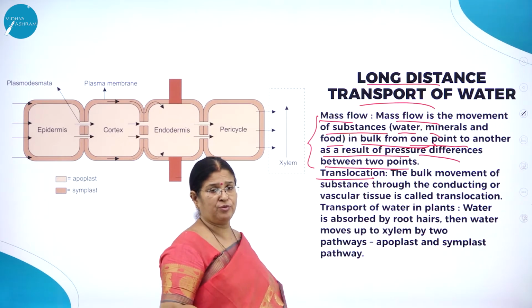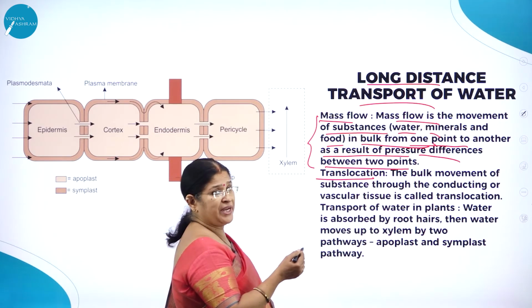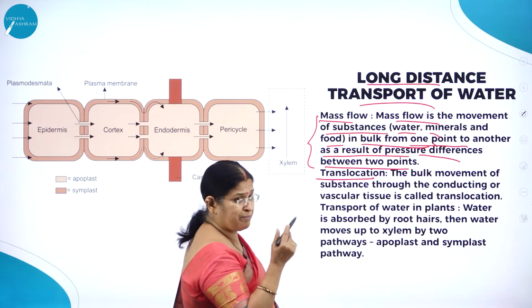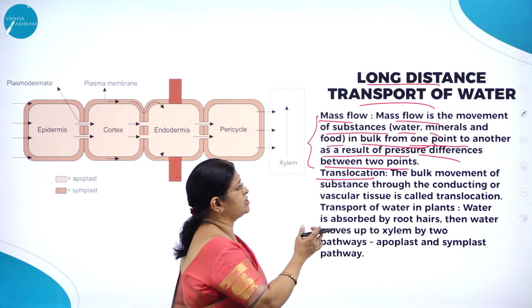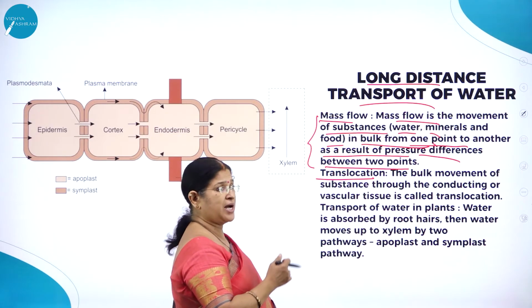What is mass flow? Mass flow is the movement of substances, may it be water, minerals and food in bulk, means large quantity, from one point to another as a result of pressure differences between the 2 points is called mass flow.